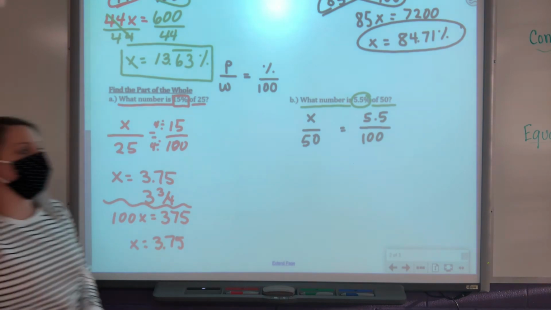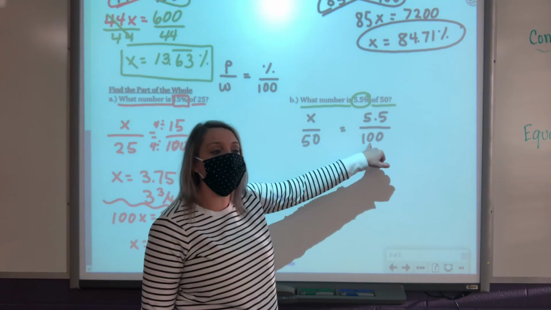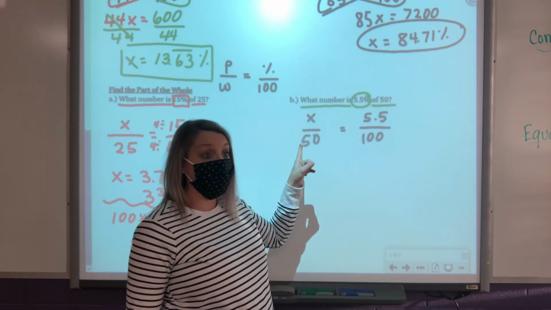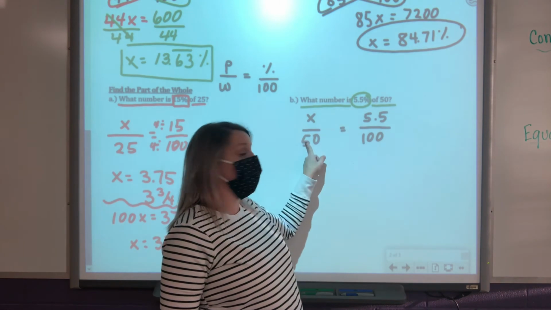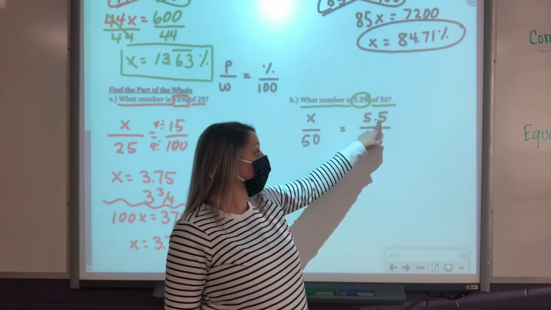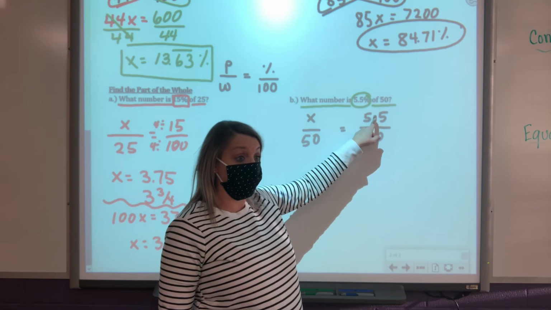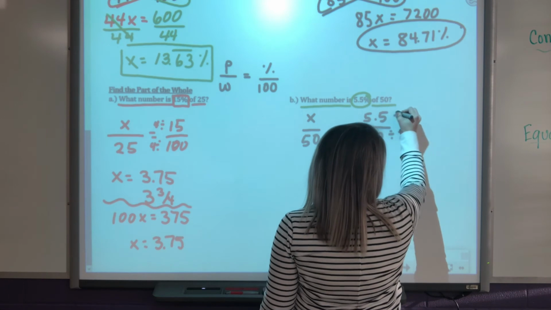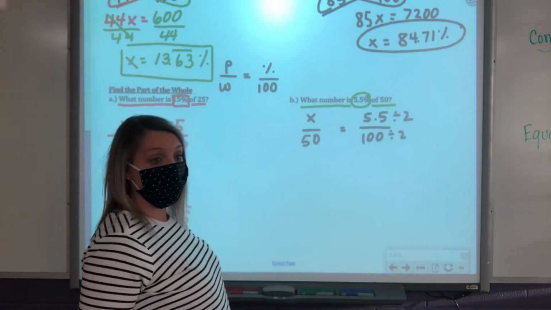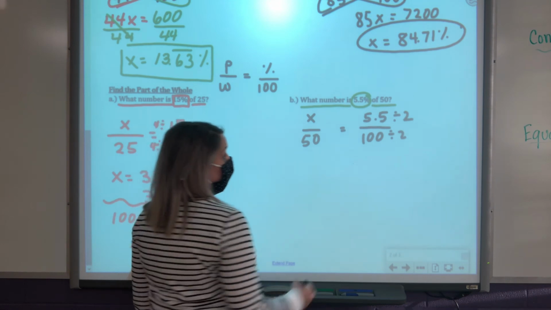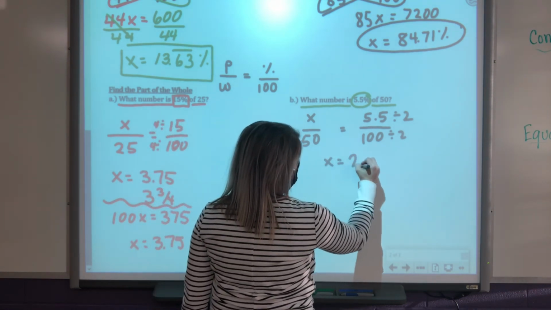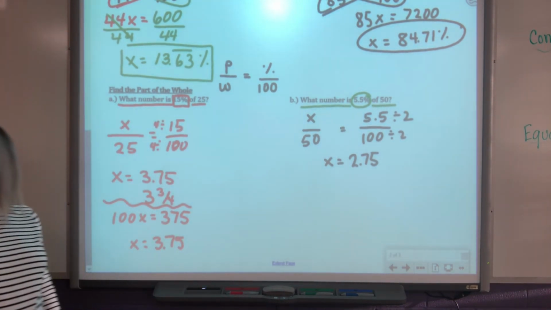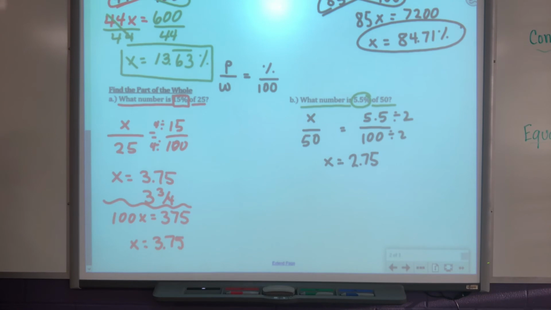So when I solve this problem, my compatible numbers, 50 and 100, are compatible, yes? How do I get from 100 to 50? I divide by 2. So if I divide 100 by 2, then I also need to divide 5.5 by 2, correct? Okay. So I divide this by 2 and divide this by 2. So 5.5 divided by 2, 2 7/500ths? How many of you got 2 7/500ths?